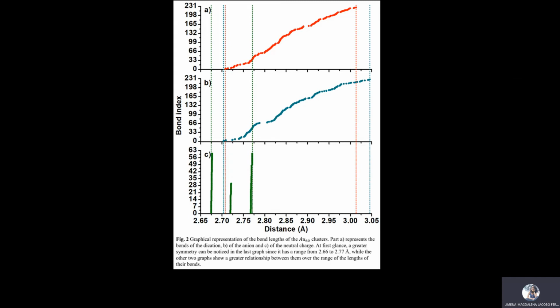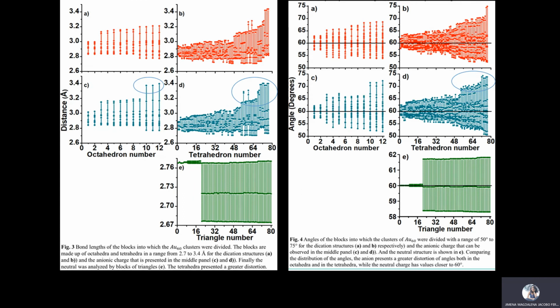In figure 3, we can see the bond lengths of the blocks into which the gold-60 clusters were divided. The blocks are made up of octahedra and tetrahedra in a range from 2.7 to 3.4 angstroms. We can notice a greater distortion in the middle graph than the other ones, and at the same time we can observe a figure almost perfect, with just a variation of 0.10 angstroms.